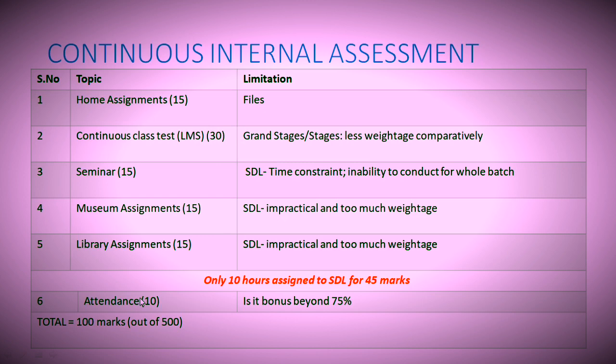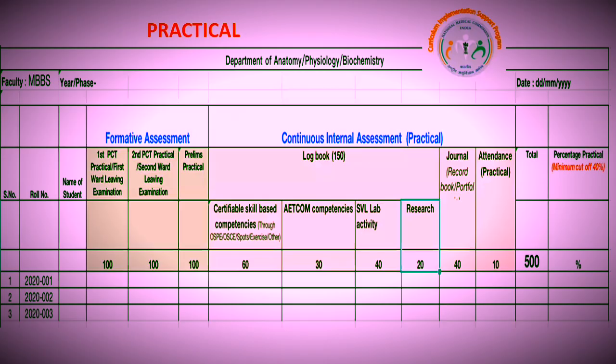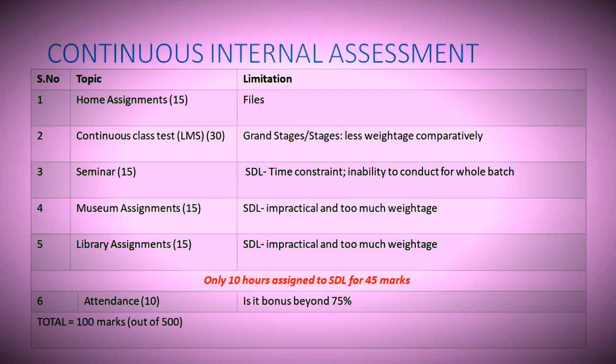What I'm presuming, what I interpret through this, is that it is bonus attendance beyond 75%. 75% is the cut-off in theory, and beyond 75%, I'm counting it as 10%. Now I request the mentors and other participants to please help me get through this. How do we go about this distribution and how do we justify it?